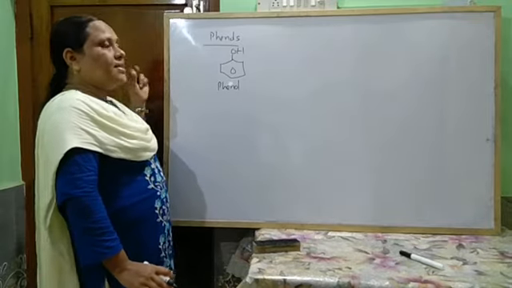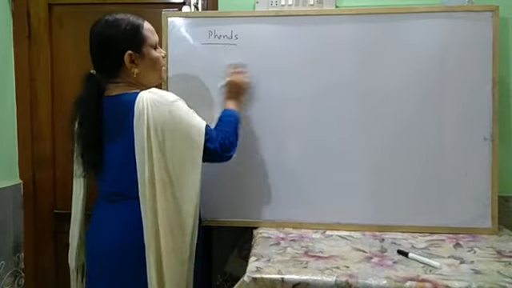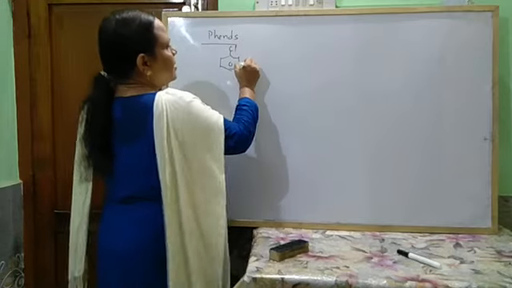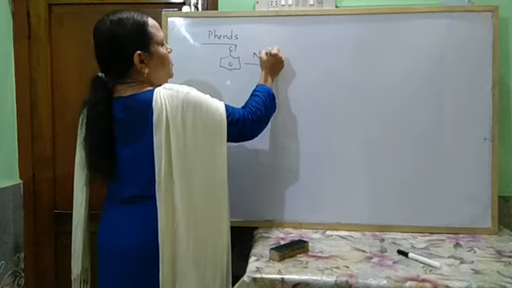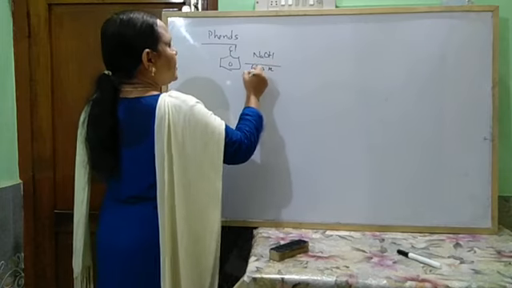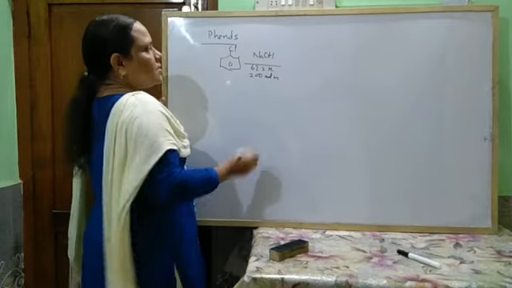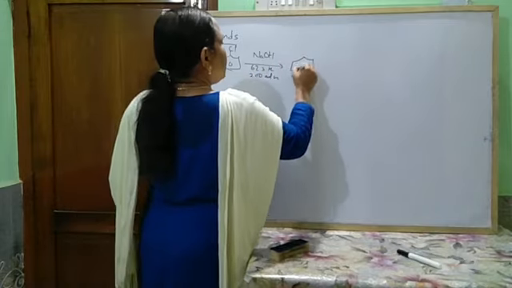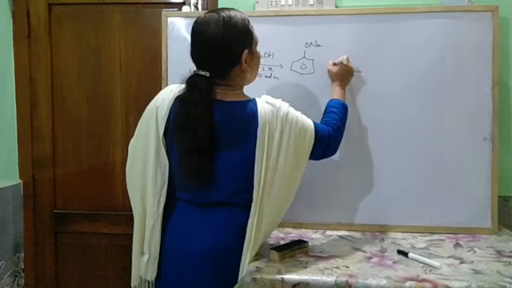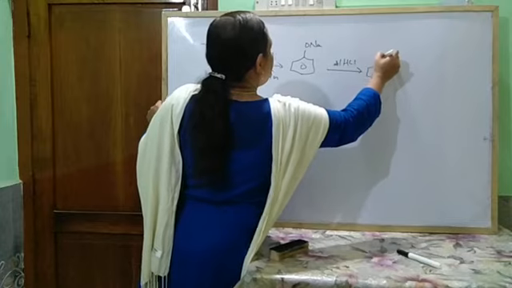Phenol is generally prepared by various methods. It is prepared from chlorobenzene by the Dow process. When chlorobenzene reacts with sodium hydroxide at 623 Kelvin and 200 atmospheric pressure, it first forms sodium phenoxide, which on treatment with dilute HCl forms phenol.